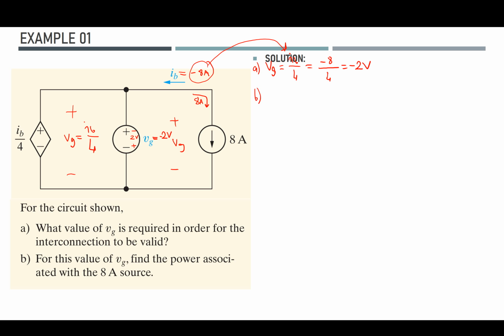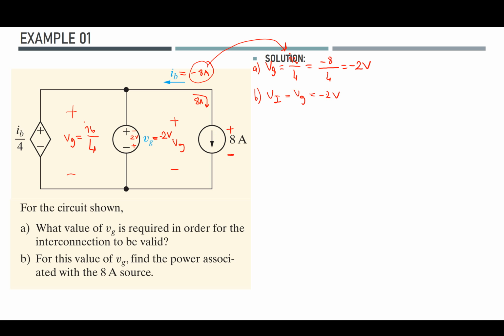in order to find the power related with the 8 amps current source, we need to find the voltage drop across the current source. As in the beginning of the question, it shall have a voltage value of Vg, which is minus 2 volts. Now I have accepted this as its polarity. I didn't know its absolute value, so I just took it in this way. So the current shall flow from positive to negative, and the current is flowing in that direction.